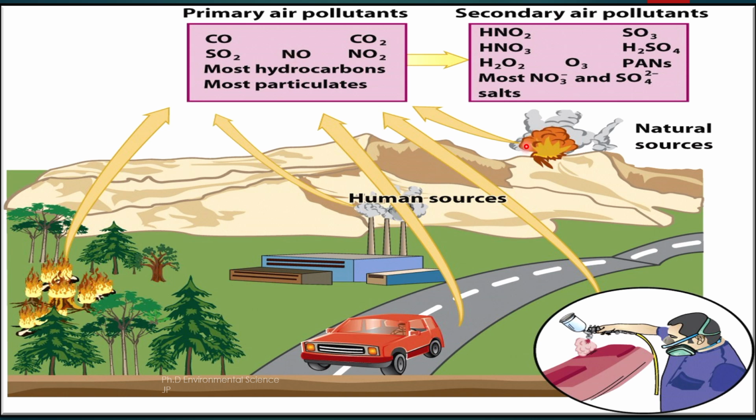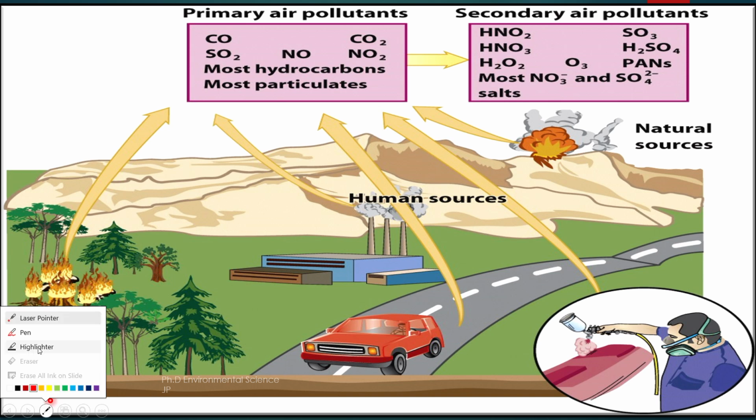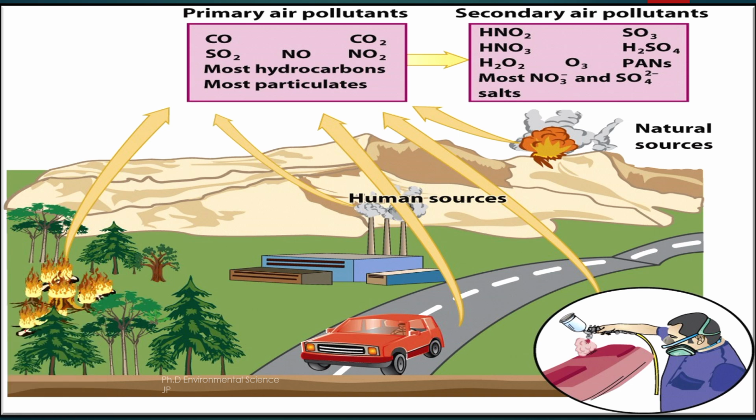Then how are secondary pollutants formed? Primary pollutants undergo chemical reactions in the atmosphere, leading to the formation of secondary pollutants. For example, NO2 can react with water vapor to form nitric acid, and volatile organic compounds can react with NOx, oxides of nitrogen, in the presence of sunlight to form ozone and PAN, that is peroxyacetyl nitrate.